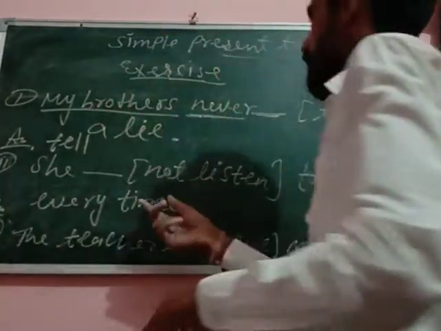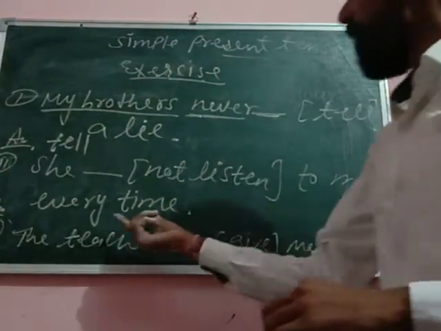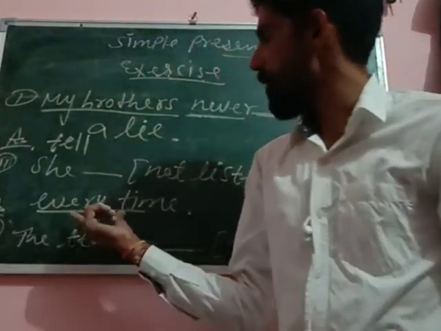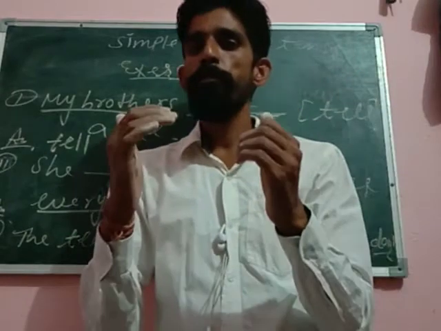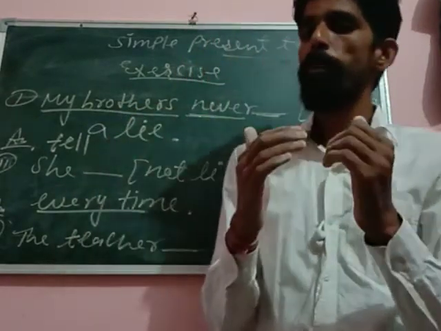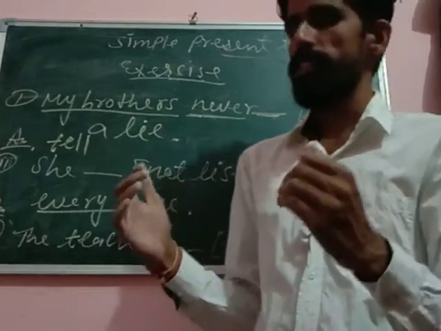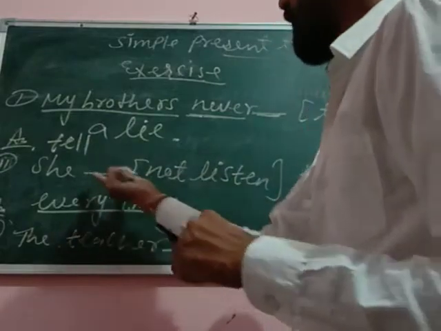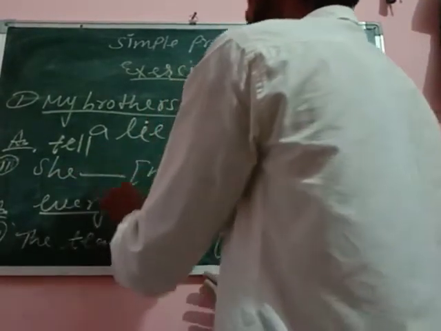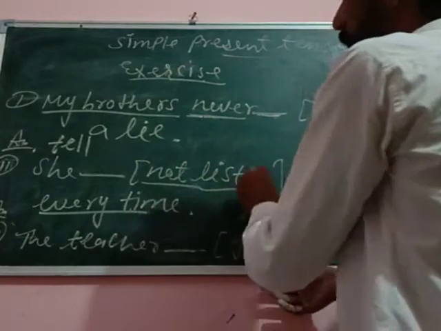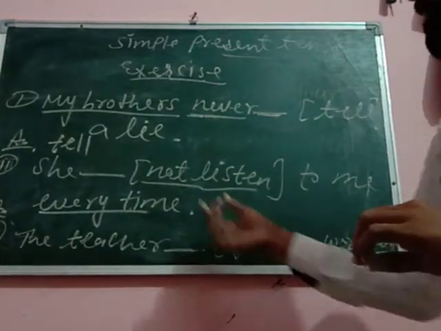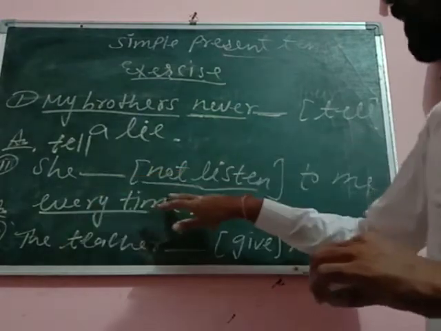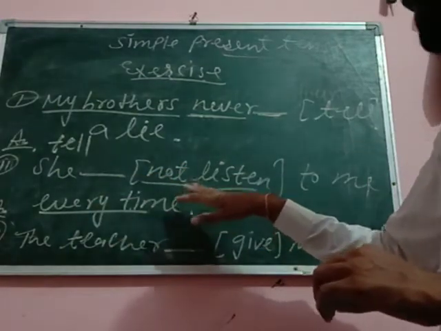The next question, C blank not listen to me every time. First of all, we have to identify the time adverb. The time adverb is every time. Every time is used in affirmative sentences of simple present tense. And after that we have to identify the structure of the sentence. The note has been given to us in the brackets. It indicates that the sentence is a negative one. So we have to use a helping verb and a main verb.